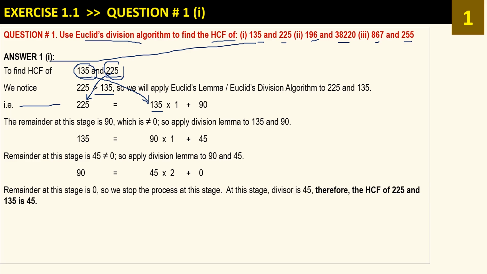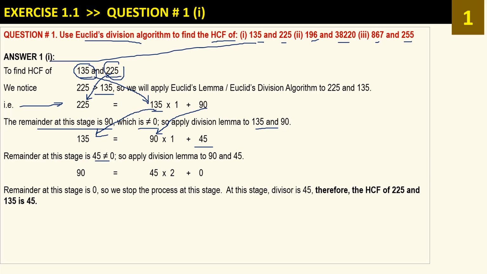So we take the first step and we see that 225 is equal to 135 times 1 plus 90. So at this stage the remainder is 90, which is not equal to 0. So we shall apply the lemma once again, but this time the lemma will be applied onto 135, which was the divisor in previous stage, and it will become a dividend here, 135 on the left hand side, and the remainder from last time goes onto the divisor's position. So we get 135 is equal to 90 times 1 plus 45.